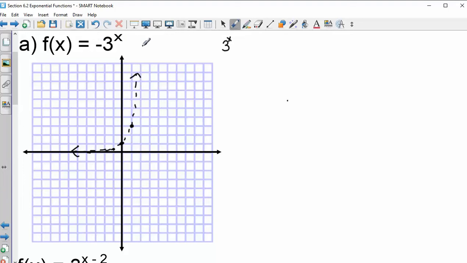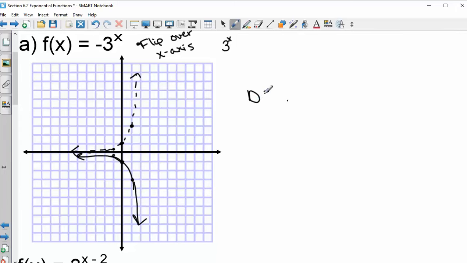The negative in front, a negative out in front, it's essentially making all of your y's negative. So that will flip my graph over the x-axis. Okay, so this point will go down here. Every point flips over. It looks something like this.